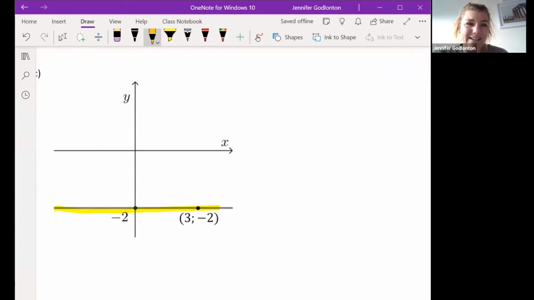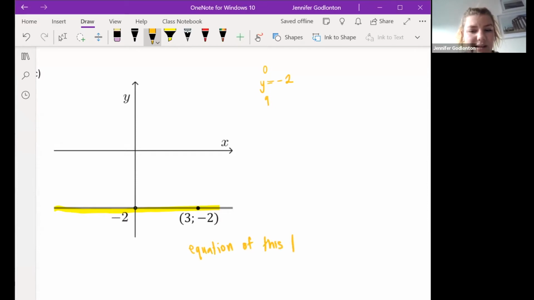Okay, so we've got people. Taylor's given us one. This is grade 9. So far the answers that we've got are 0, y is equal to -2, 9, another y is equal to -2, another 9. So I'm looking for the equation of this graph. I'm looking for the equation of this line. That is what I'm seeking. The equation of this line.